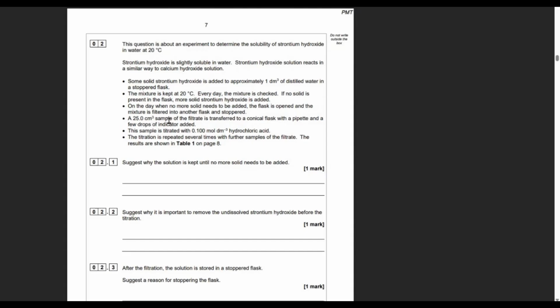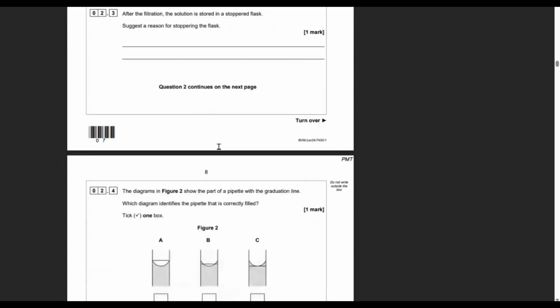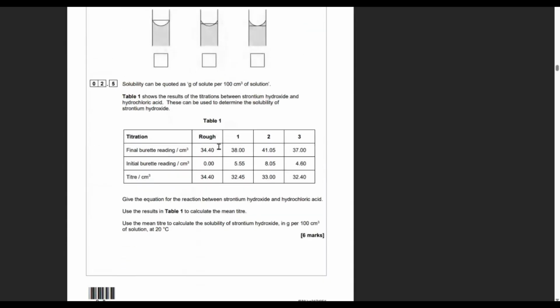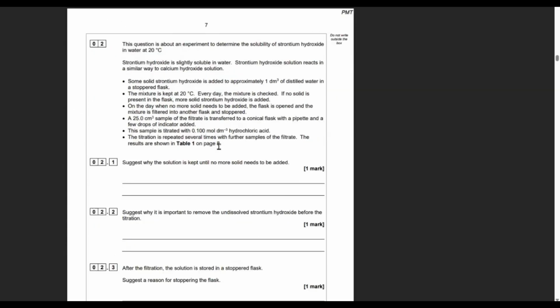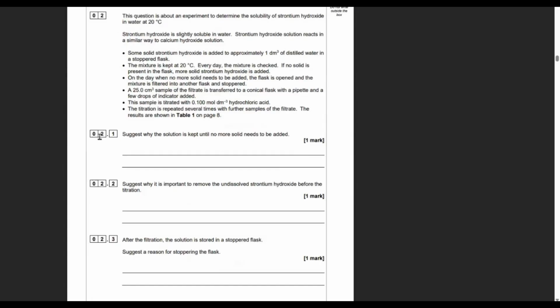A 25 centimeter cubed sample of the filtrate is transferred to a conical flask with a pipette and a few drops of indicator added. This sample is titrated with 0.1 mole per decimeter cubed hydrochloric acid. The titration is repeated several times with further samples of filtrate. The results are shown in Table 1 on page 8. So the results are shown down here. We can see Table 1 is there.